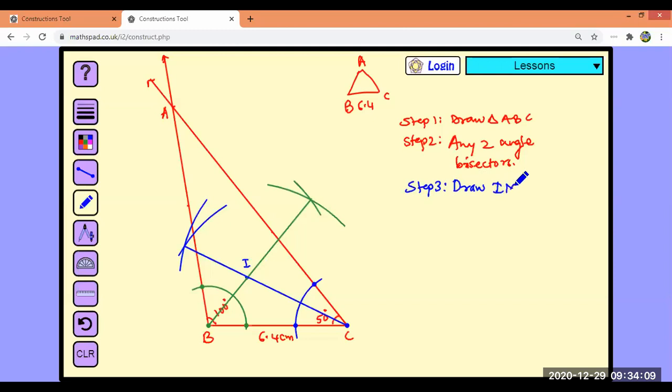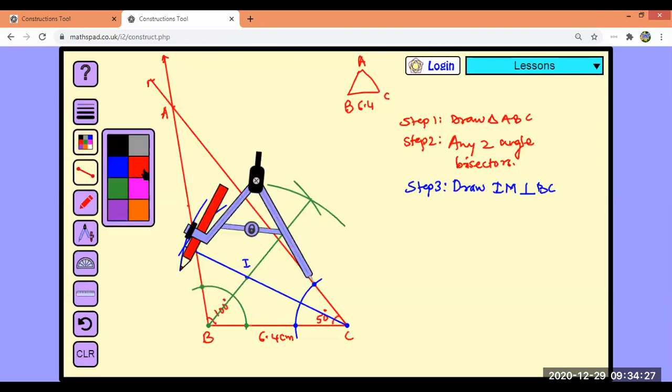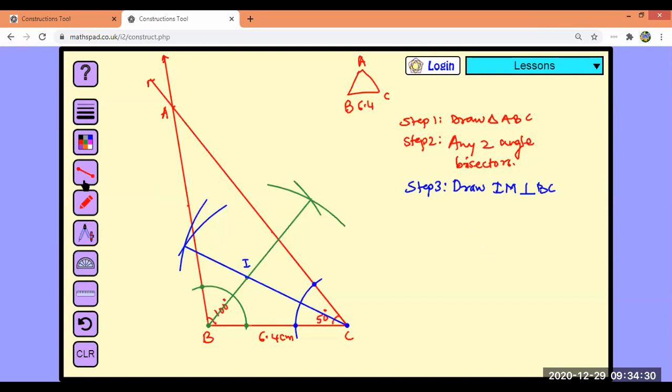Draw IM perpendicular to BC. So draw a perpendicular from this point I to any of the sides. That should be a straight line down, that would form a T with the base. Yes, so there you can draw a perpendicular from the point I to any of the sides. Over here, let's say, you can just imagine that to be an inverted T, right?